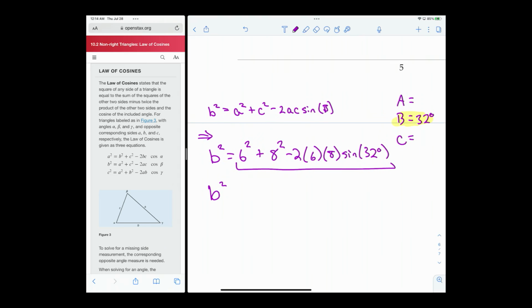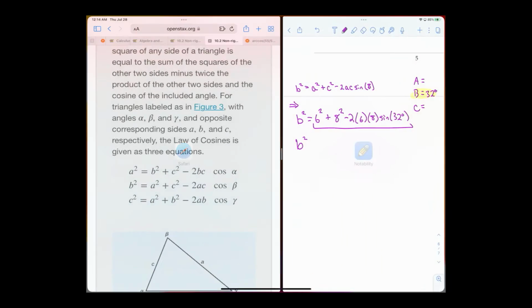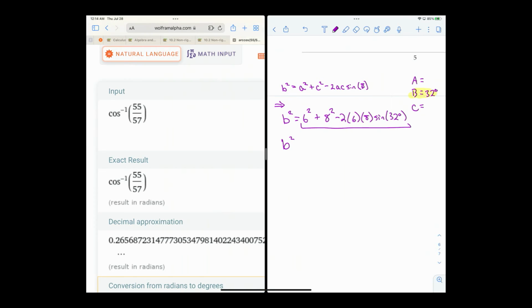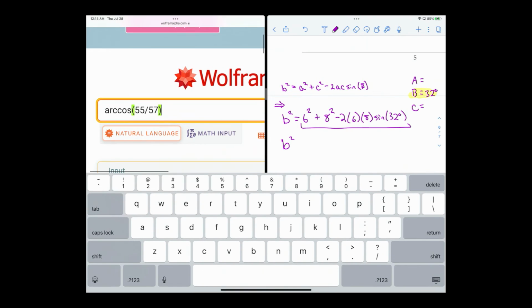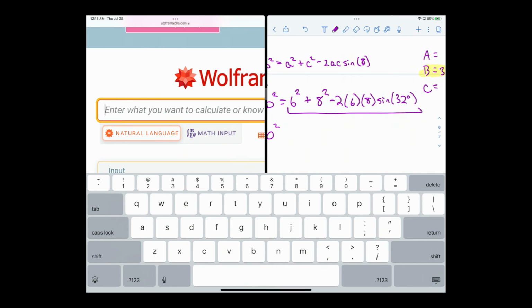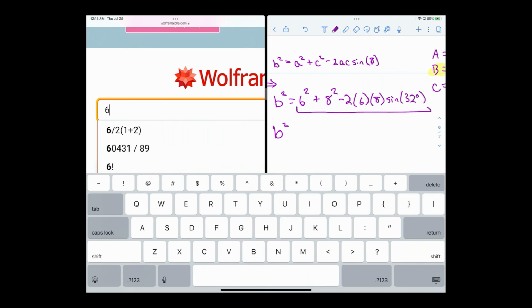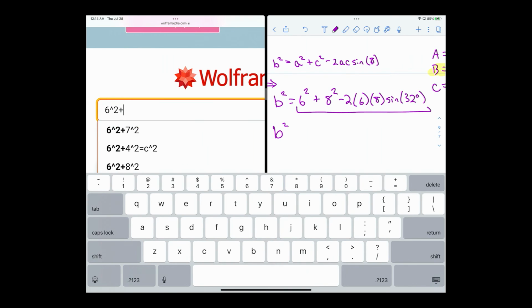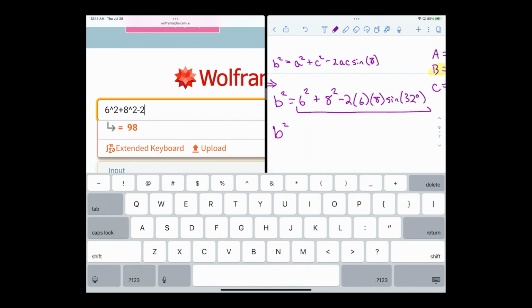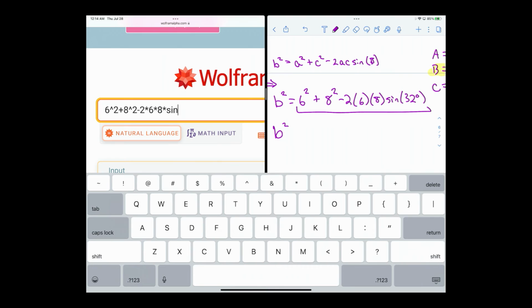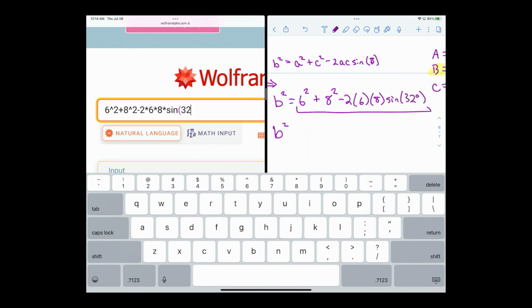Actually, I'm not, because I don't want to take the time to put it in degree mode. So I'm just going to do this. Everything on the right side there, I'm just going to type into Wolfram Alpha: 6 squared plus 8 squared minus 2 times 6 times 8 times sine 32 degrees.